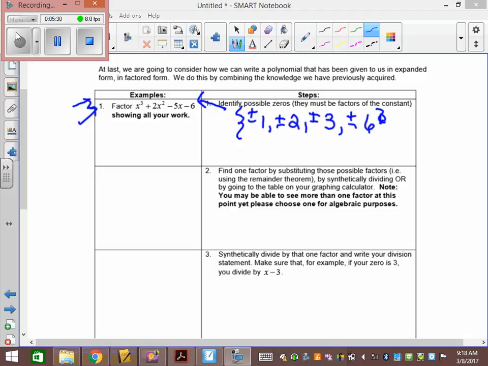So what I'm going to tell you to do instead is go into your calculator and type in y equals x cubed plus 2x squared minus 5x minus 6 into your y equals.